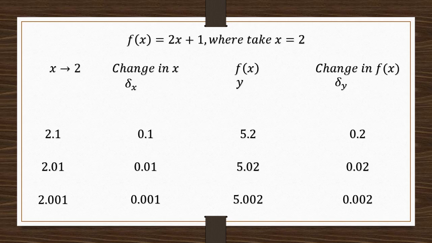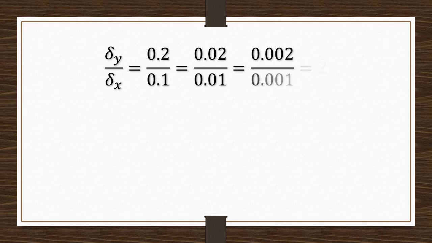That means when the value of x is taken nearer and nearer to 2, y goes nearer and nearer to 5. Here the value of delta x, that is the change in x, goes nearer and nearer to 0, and similarly the change delta y also goes nearer and nearer to 0. But differentiation is the ratio of delta y to delta x. If I take 0.2 upon 0.1, or 0.02 upon 0.01, or 0.002 upon 0.001, the answer remains constant, that is 2.